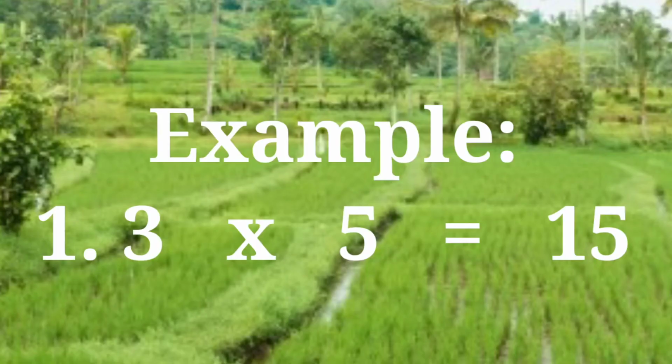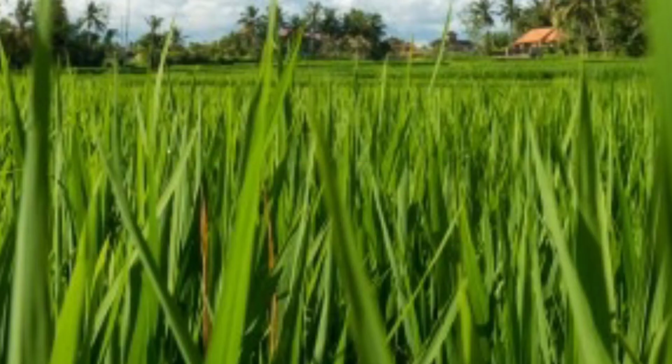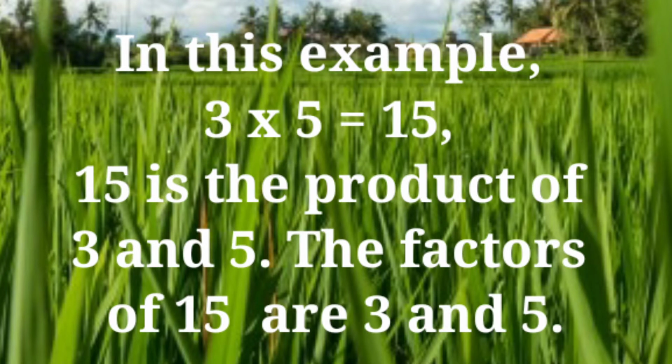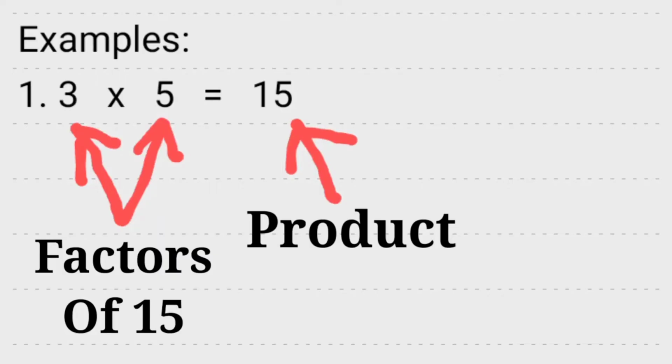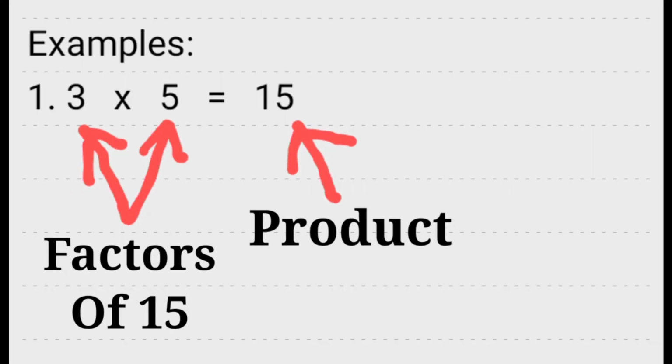Example number 1. 3 times 5 equals 15. In this example, 15 is the product of 3 and 5. The factors of 15 are 3 and 5.